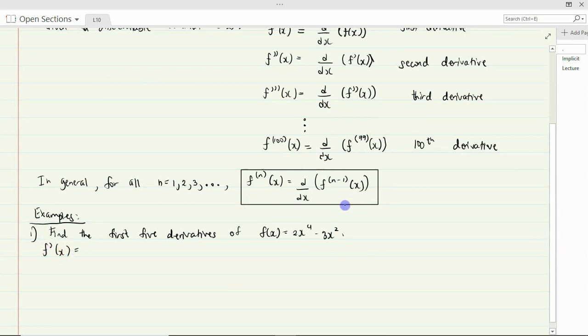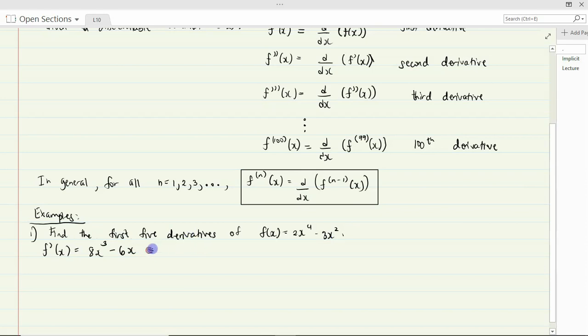Ang tayo titingin dito kay f. Differentiate natin yung first term. So, you have 2 times 4. You'll have 8x raised to 4 minus 1. So, you have 8x cubed. Minus, differentiate natin itong pangalawang term. You have 3 times 2. That is 6. Times x raised to 2 minus 1. So, you have x. That's your first derivative.